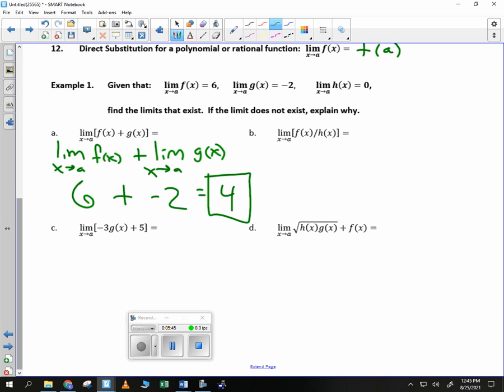In this situation, notice how it's dividing. So you find the limit as x approaches a of f of x, which is 6, and divide it by 0. Now, there's a difference. The reason why I have this here is there's a difference between undefined and does not exist. Okay?